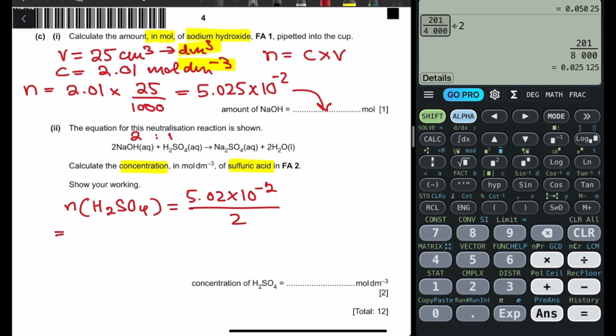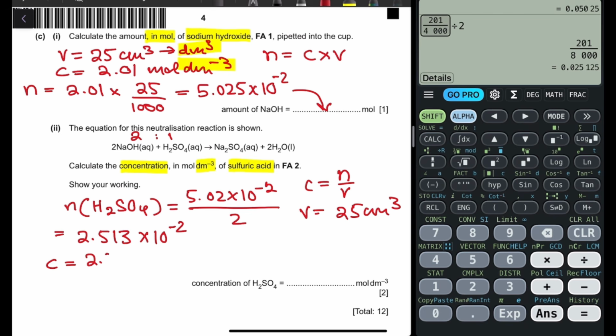And we get 2.51, let's round up, 3 times 10 to the negative 2 moles, and it wants it per decimeters cubed. So our concentration equals our moles divided by our volume, and we found our volume to be 25 centimeters cubed. So our concentration equals 2.513 times 10 to the power negative 2 divided by our 25 divided by 1,000, which is 0.025.